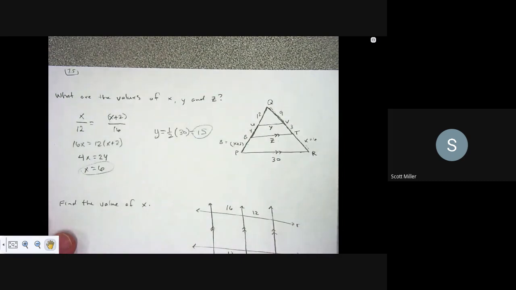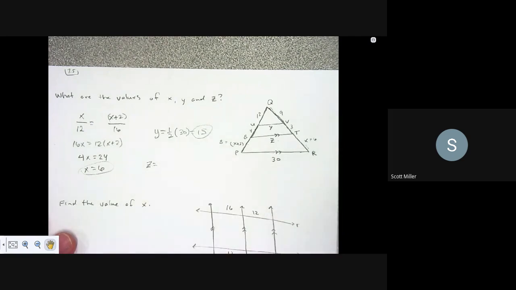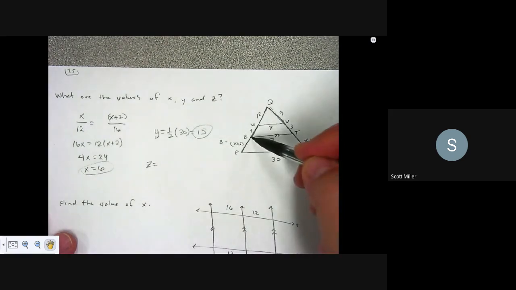Okay? What is z? Okay? So a z just connects what?